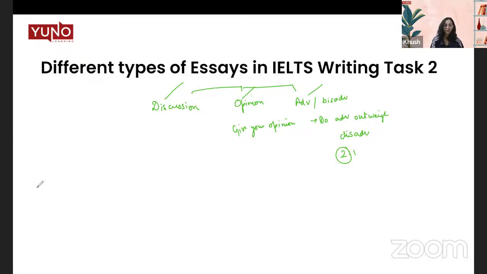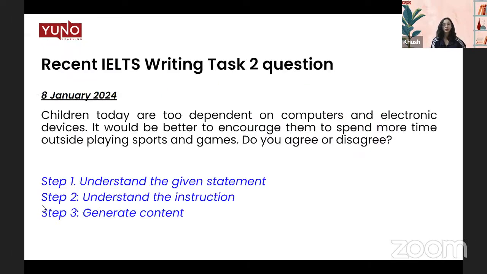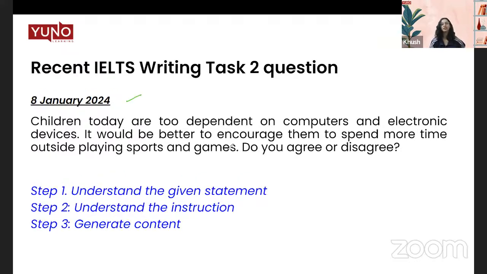So now let's have a look at the question that we are going to face today. Yes, this is the question that we're going to discuss today. This was asked on 8th of January, 2024. So this is a very recent question, and most of the time the questions that come in as essays can or cannot be the same. So you always have to get an idea of what the previous questions looked like, so you can get an idea of what the pattern is.